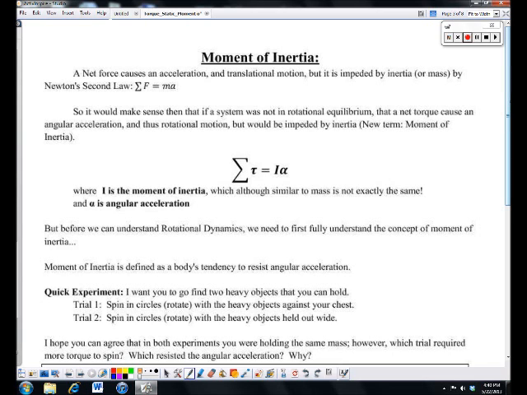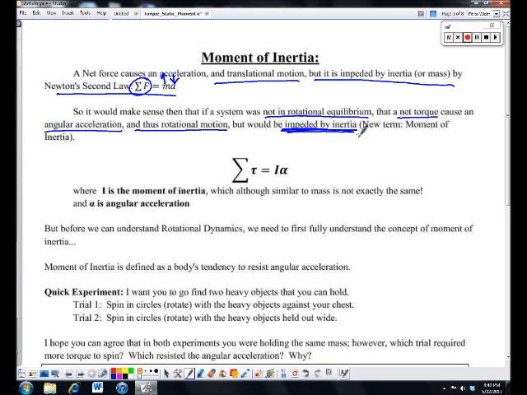But let's move on to something new. So the something new today is that a net force causes an acceleration and translational motion, but we know that your net force is impeded by your mass. What I mean by that is when you have a known net force, the more massive you are, the less acceleration you have. Okay? So it would then make sense that if a system was not in rotational equilibrium, a net torque causes an angular acceleration and thus rotational motion, but would also be impeded by inertia.